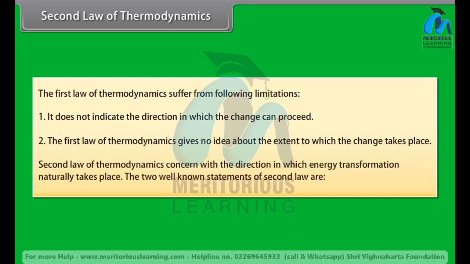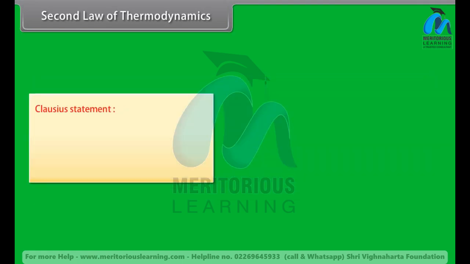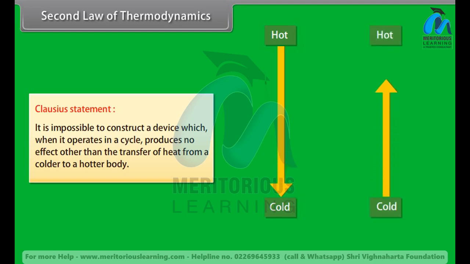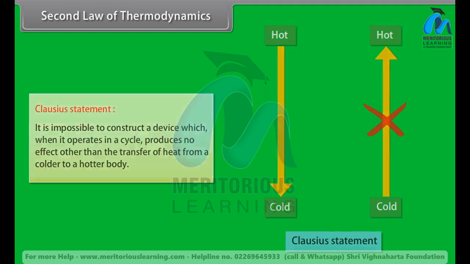Second law of thermodynamics concerns the direction in which energy transformation naturally takes place. The two well-known statements of the second law are: Clausius statement. It is impossible to construct a device which, when it operates in a cycle, produces no effect other than the transfer of heat from a colder to a hotter body.